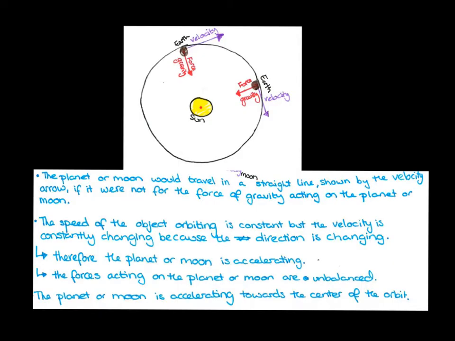So here we have that explanation in writing. The planet or moon would travel in a straight line, shown by the velocity arrow, if it were not for the force of gravity acting on the planet or moon. The speed of the object orbiting is constant, but the velocity is constantly changing because the direction is changing. Therefore, the planet or moon is accelerating. The forces acting on the planet or moon are unbalanced. The planet or moon is accelerating towards the centre of the orbit. So the acceleration is always in the same direction as the force. So the resultant force on the Earth here is towards the centre of the circle, and so the acceleration is towards the centre of the circle.